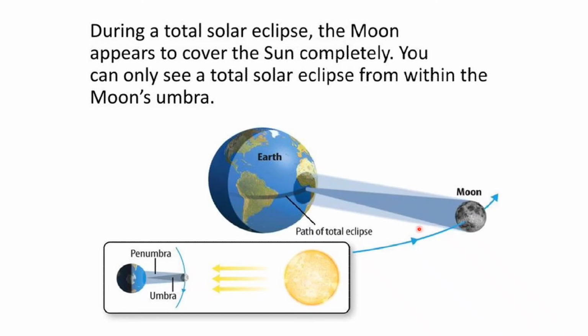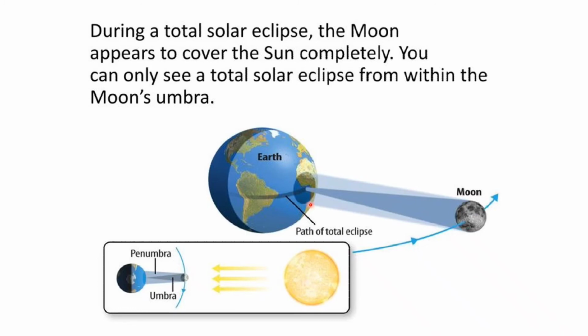Meaning to say, if this is the moon, this moon blocks the sun. This is the shadow, and this is the center of the umbra. So this part of the earth is experiencing the total solar eclipse. Again, and this part is experiencing the penumbra.